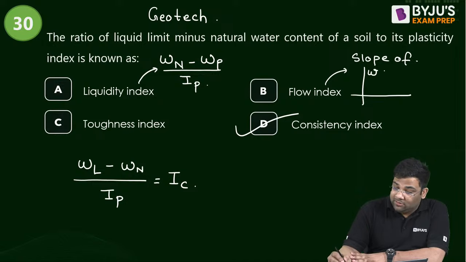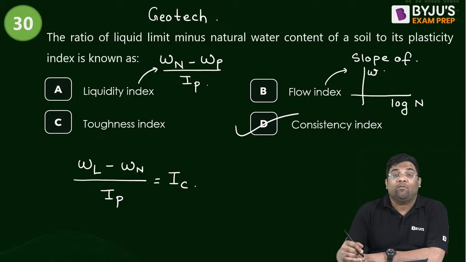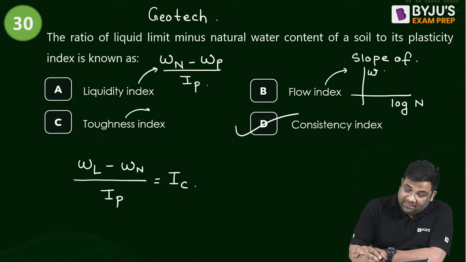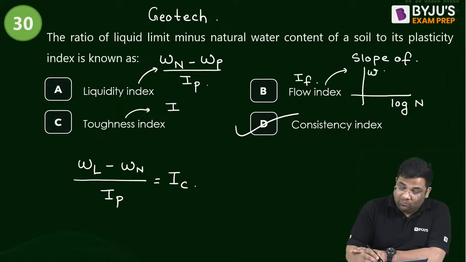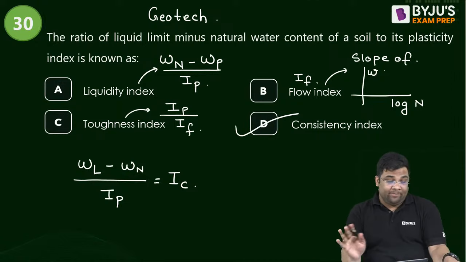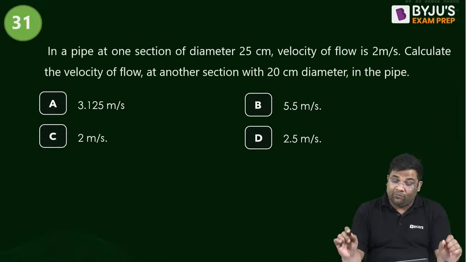water content versus log of number of blows, for determination of your liquid limit. This is the flow index. Toughness index is nothing but Ip by If. So all these things they can ask. Basic, again basic definition.